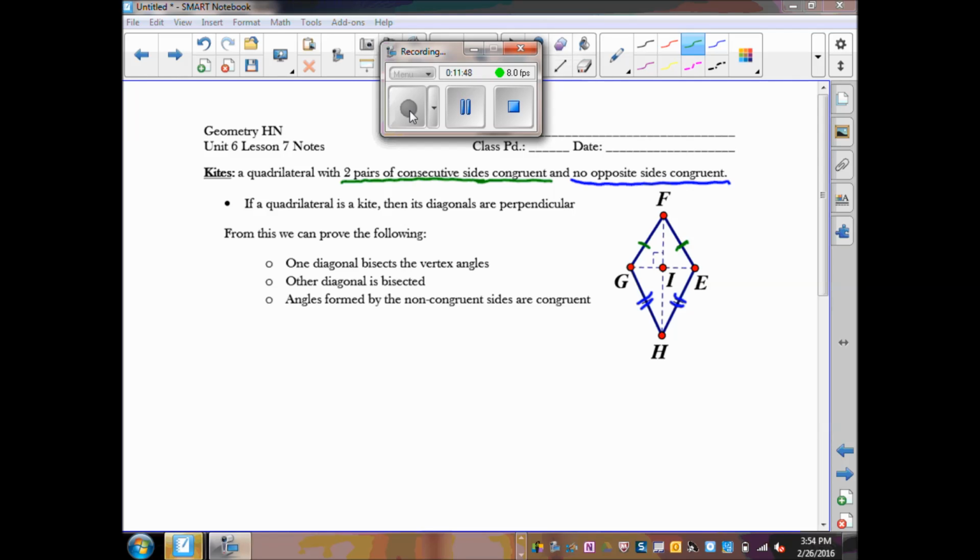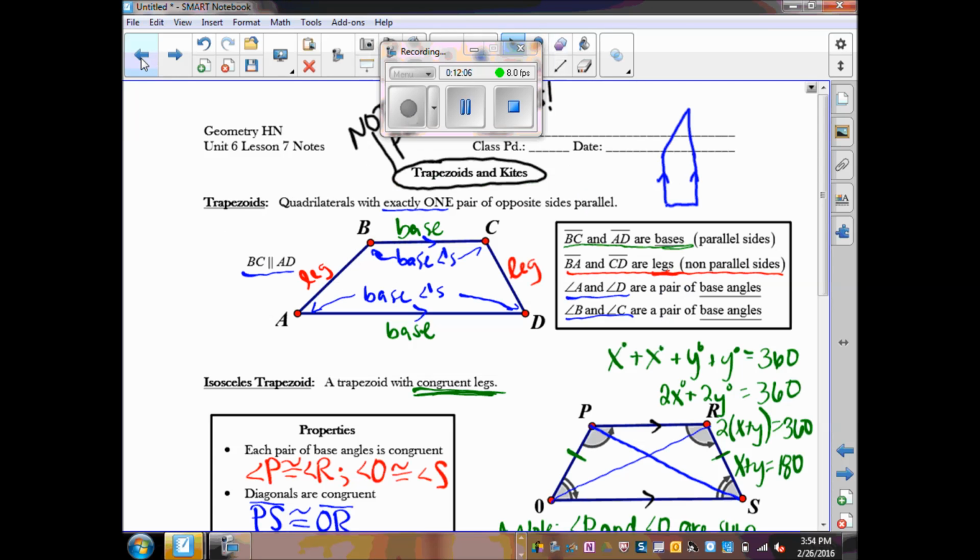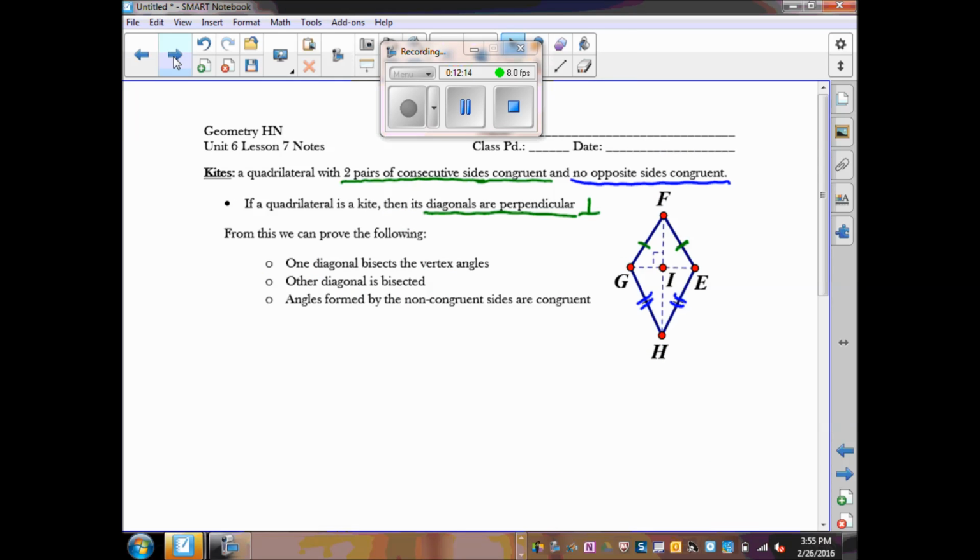Now, a defining property theorem is that if a quadrilateral is a kite, then its diagonals are perpendicular. We talked about in Stinger, the other quadrilaterals that have this property are the rhombus and the square. Their diagonals are also perpendicular. Also, if you remember with the isosceles trapezoid, we said diagonals are congruent. The other quadrilaterals that have that property would be rectangles and squares. Just some side information there.